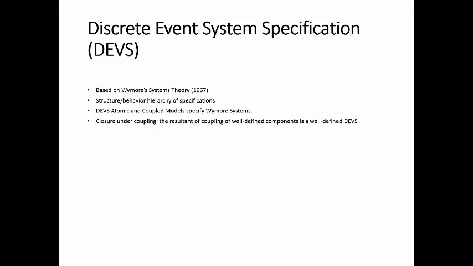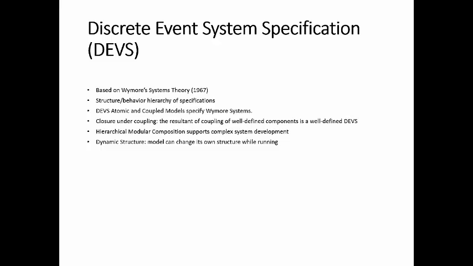And then the concept of closure and decoupling, that the resultant of coupling of well-defined components is also well-defined DEVS, and that led to the ability to construct models in a hierarchical fashion, putting components together to get bigger ones, and putting these together with others to keep creating more and more complex systems. And that's a hierarchical model, modular composition, and supports complex system development.